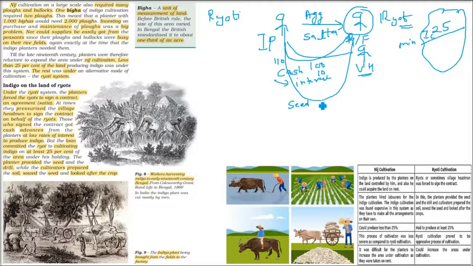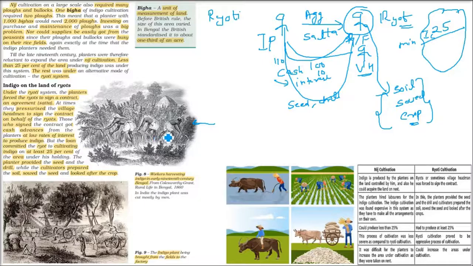And this was also there, that the planter will provide the seed, and along with it some machines like drills, these will be provided by the planters. And the cultivator or the Rayathi's work was that he first prepares the soil, prepares the fields to make them fertile, and sows the seed of this indigo. And then once this is done, looks after the crop. So all these are the duties of the Rayathi. So this was the contract basically between the indigo planter and the Rayathi.